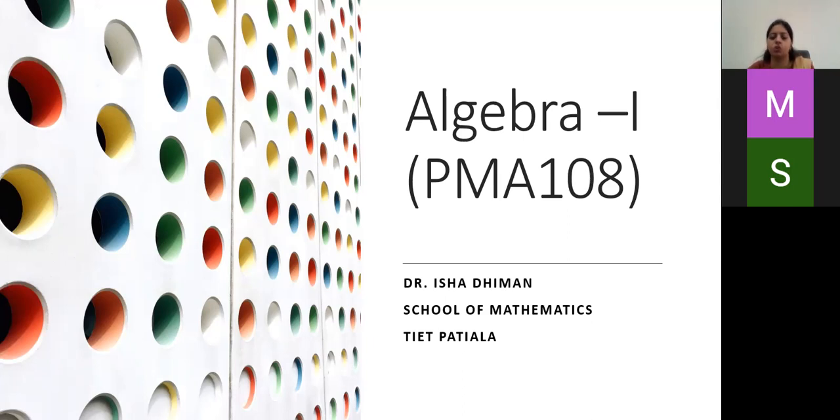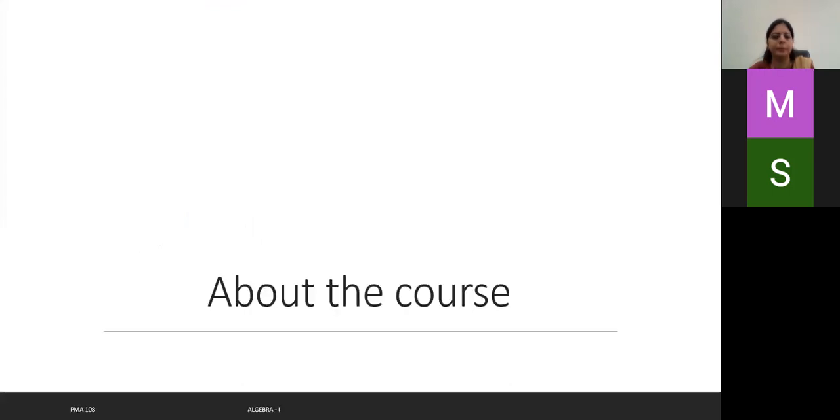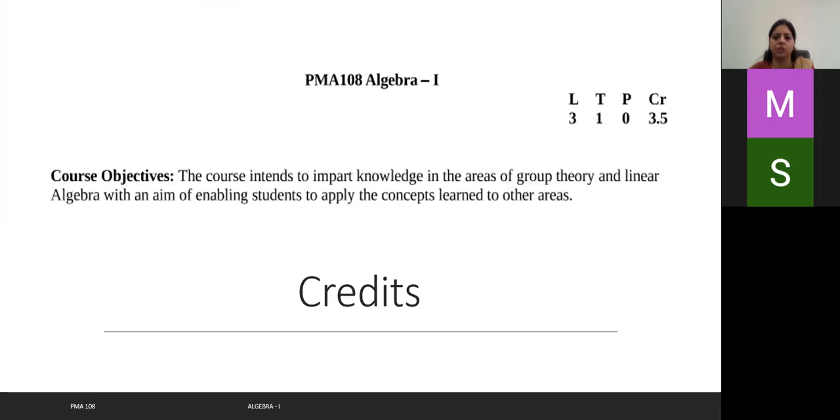So this is the course code PMA 108, Algebra 1. Algebra 2 is there, which you will be starting in second year. So in this lecture, firstly, I'll give you the course overview and then I will start with the content. Let's see what follows. So what is that about the course? So this is the course objective.